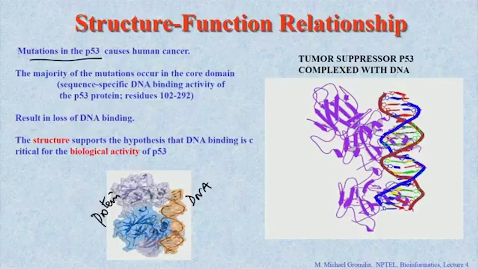So, now how to understand why these specific mutations cause cancer? What is the relationship between this function as well as the structure, right? In this case you need to get the structural information because the structures are known.